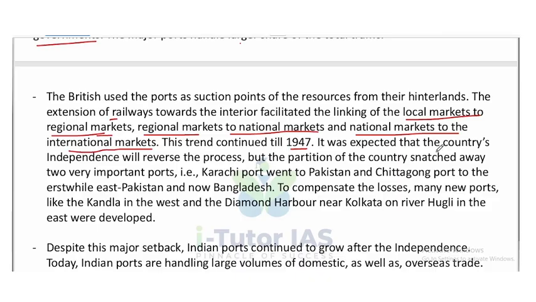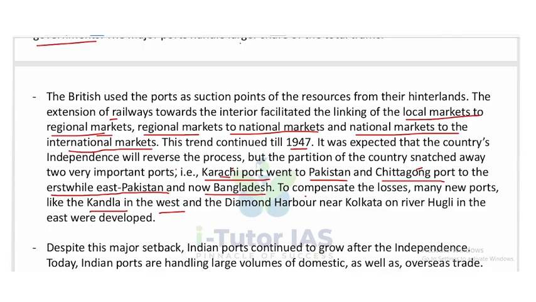It was expected that the country's independence would reverse the process, but the partition of the country snatched away two very important ports: Karachi port went to Pakistan and Chittagong port went to the erstwhile East Pakistan, that's now Bangladesh. To compensate for the losses, many new ports like Kandla in the west and Diamond Harbour near Kolkata on the river Hooghly in the east were developed.